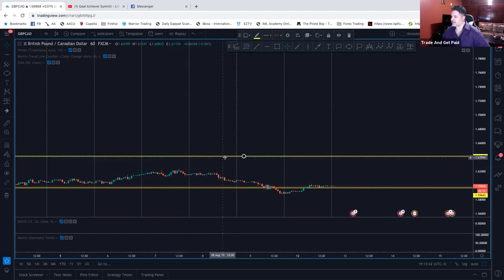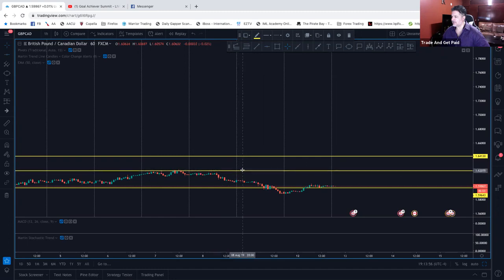If you want to keep this here, you may want to keep this here just because that shows you where the 4 hour top is. So I would keep it there and then just draw another one down here. Now I know that if it breaks through here, this is where it's likely going to go, all right?